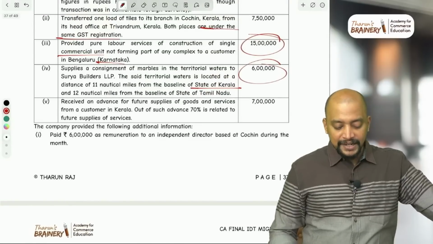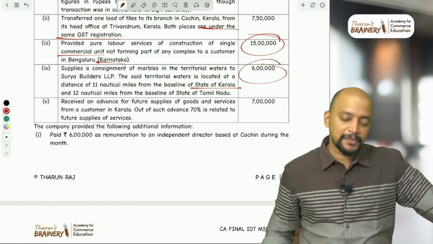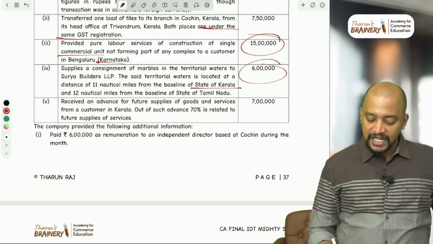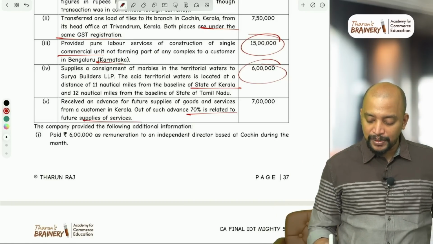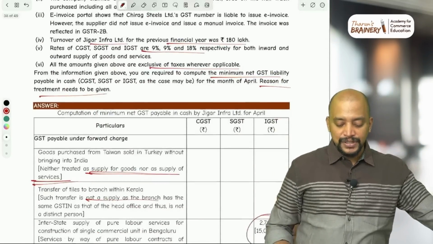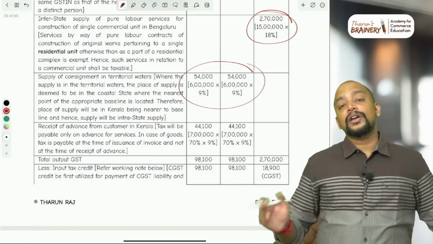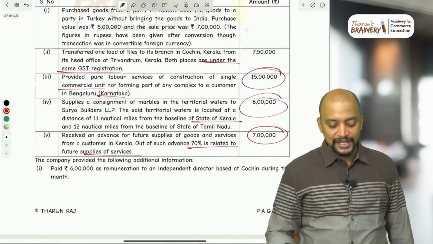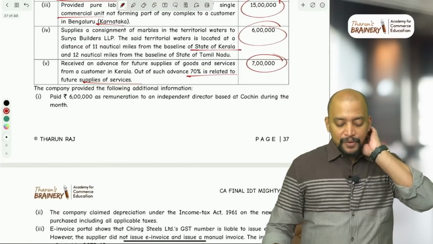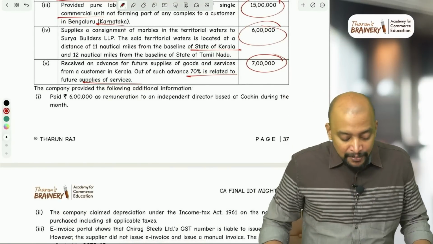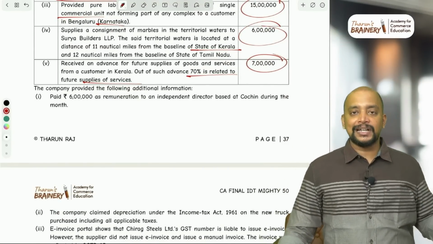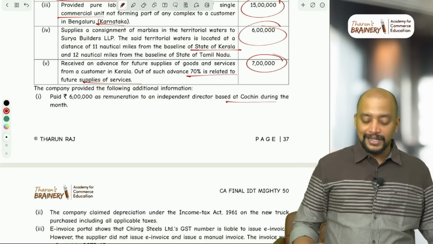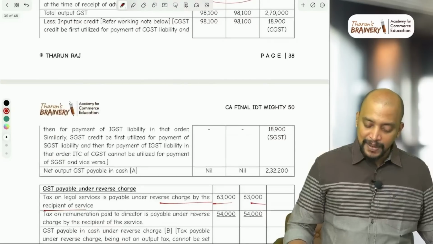Then received an advance for future supply of goods and services from a customer in Kerala. Out of such advance, 70% is related to future supply of services. So 7 lakhs into 70%. And on that only GST will be payable, because on goods we don't have to pay any GST. So these are the outward supplies. The company provides the following additional information. Paid 6 lakhs as remuneration to an independent director. It's an inward supply covered under RCM and based at Cochin within the state. So CGST, SGST paid.